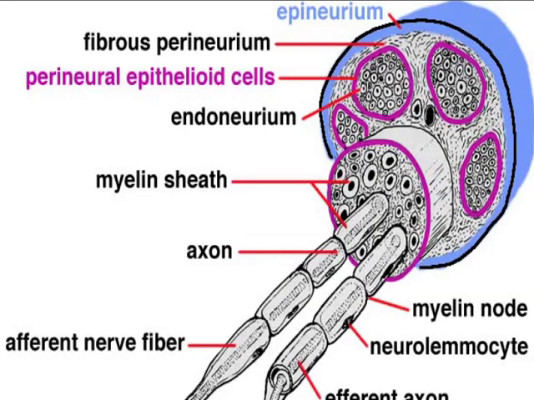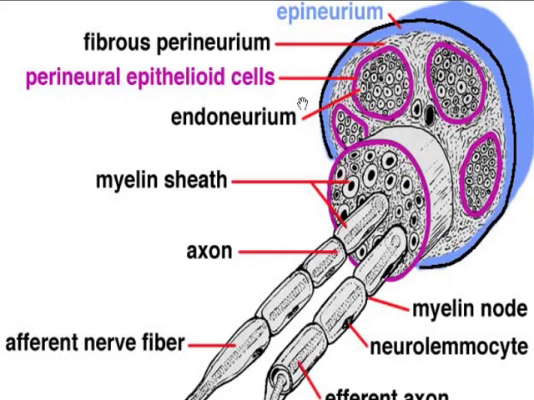This cartoon shows the connective tissue components that envelop a peripheral nerve, that is, a spinal nerve or a cranial nerve or any of their branches. First of all, there is an epineurium that surrounds the collection of nerve fascicles that comprise the nerve. Each fascicle is surrounded by a fibrous perineurium and by perineural epithelioid cells.